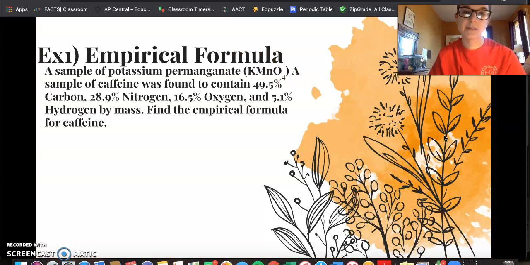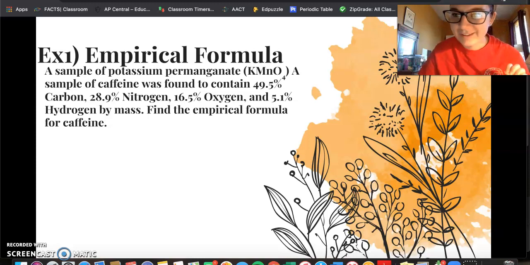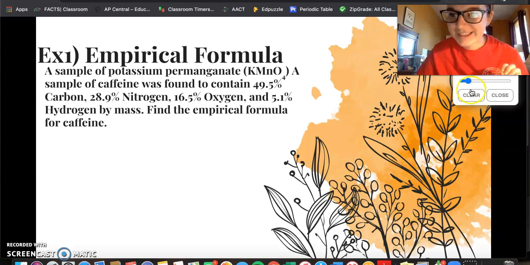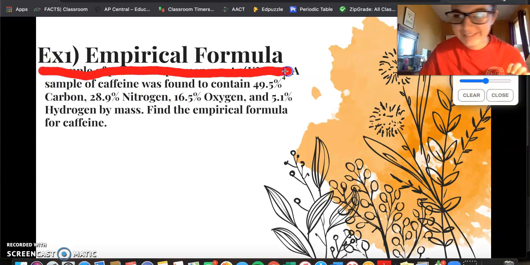So here we have a sample of potassium permanganate, sample of caffeine, hang on, let me erase this part. My bad. Just ignore that first part. There we go. That was a typo on my part.